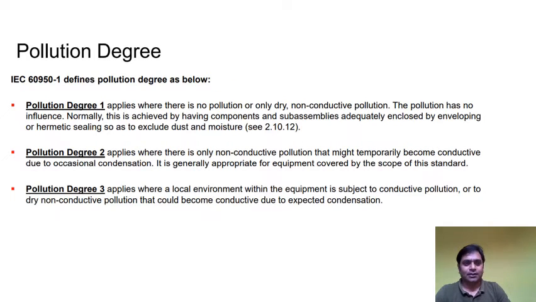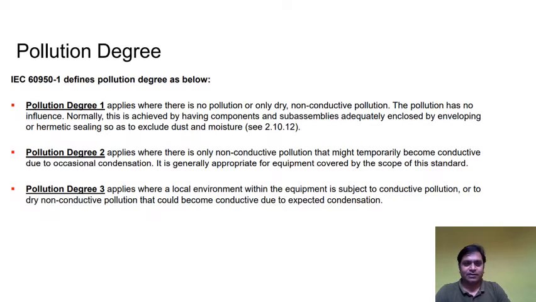Then the pollution degree. So what are the different pollution degrees? According to IEC 60950-1, three pollution degrees are defined. So pollution degree 1, pollution degree 2, pollution degree 3. Pollution degree 1 applies where there is no pollution or only dry non-conductive pollution. The pollution has no influence.